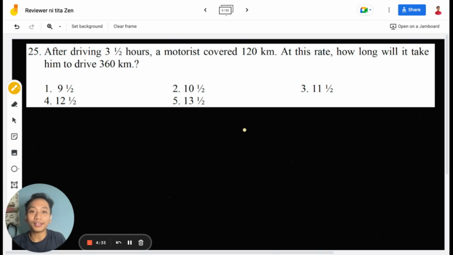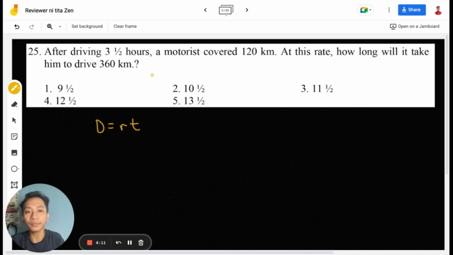Itong problem na to ay halimbawa ng distance problem. At kapag distance problem, ang lagi nating unang maaalala ay yung distance formula, which says that the distance is equal to the product ng rate, which is yung speed, saka yung amount of time na nagugol from traveling from point A to point B. Yun yung idea ng formula na ito. Pero minsan may mas madaling approach.